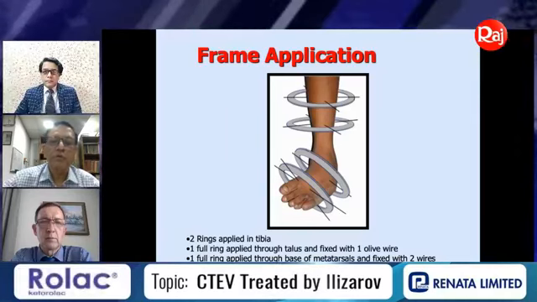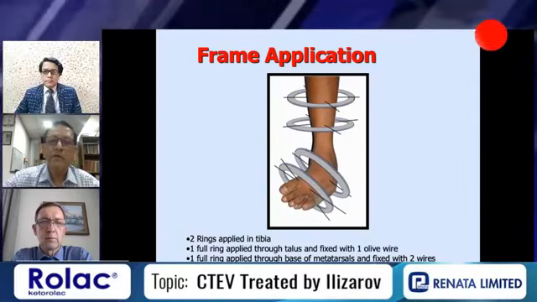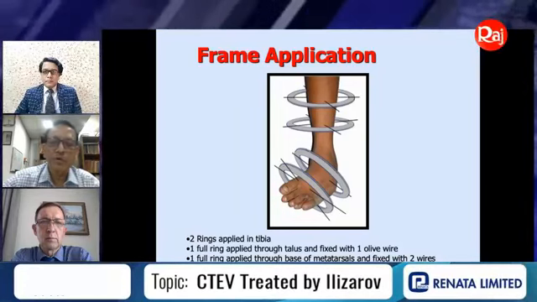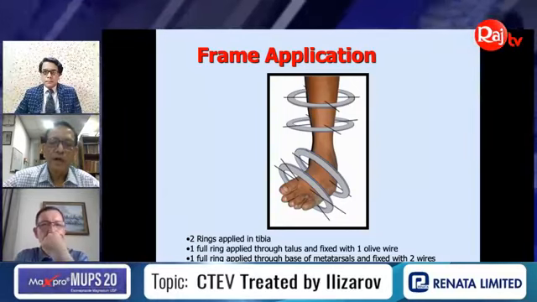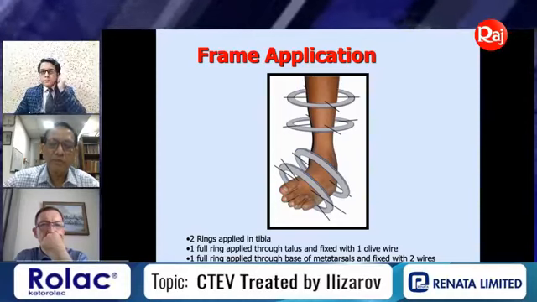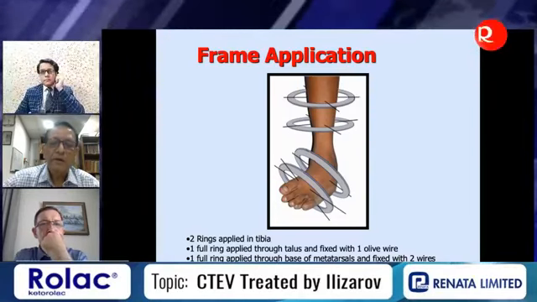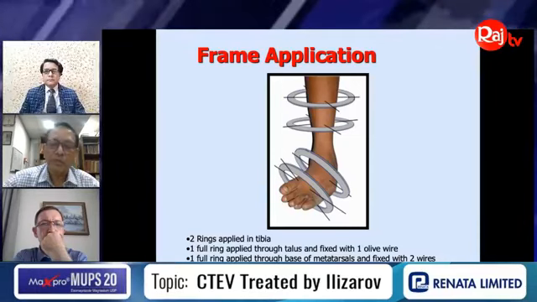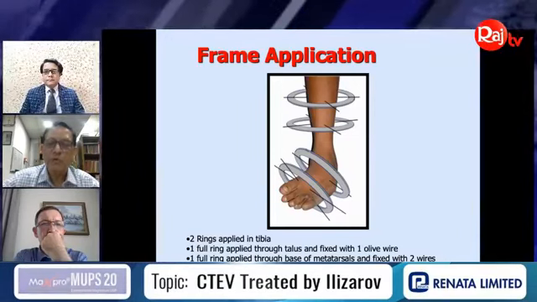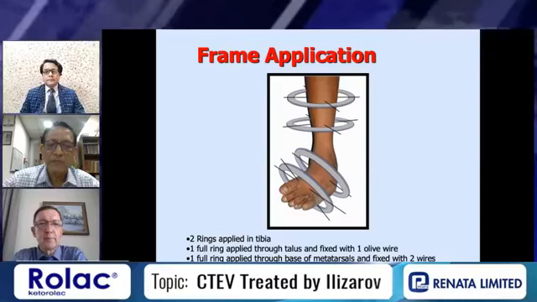So it's a very simple procedure. We put two rings in the tibia and two wires in each. So it's very simple, two rings and two wires. Another wire is in the foot ring. We have given that because it is very difficult to correct the pronation of the forefoot. So there is no problem of walking there.